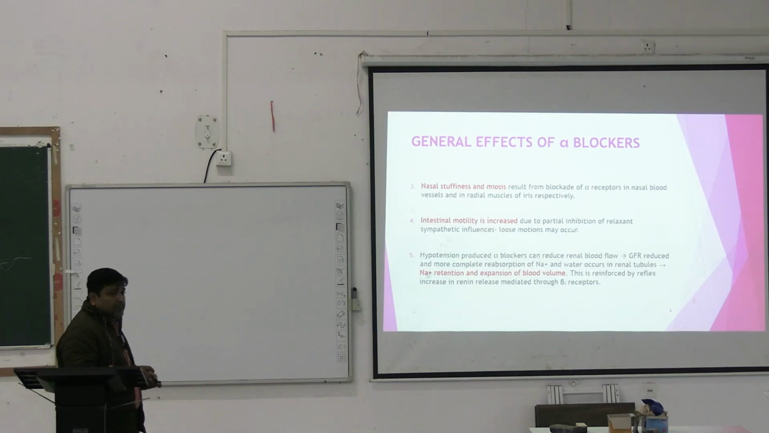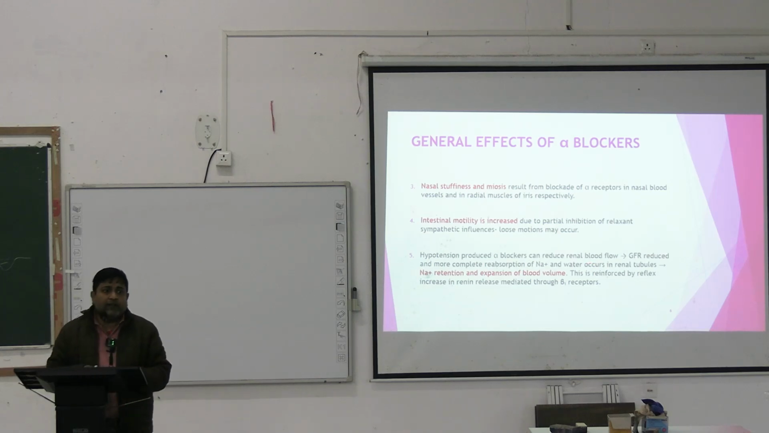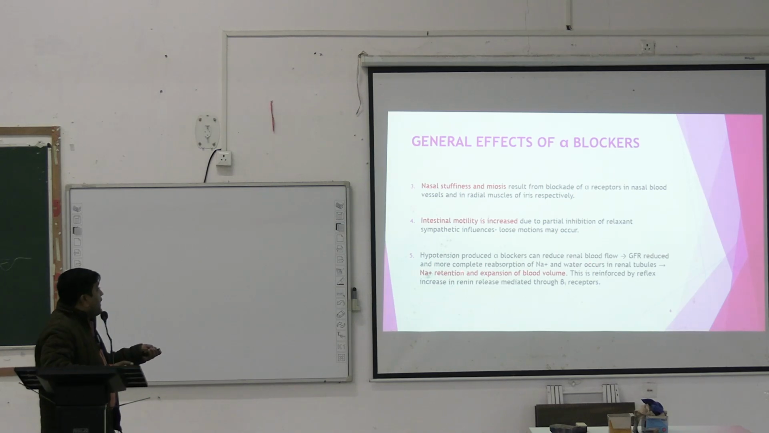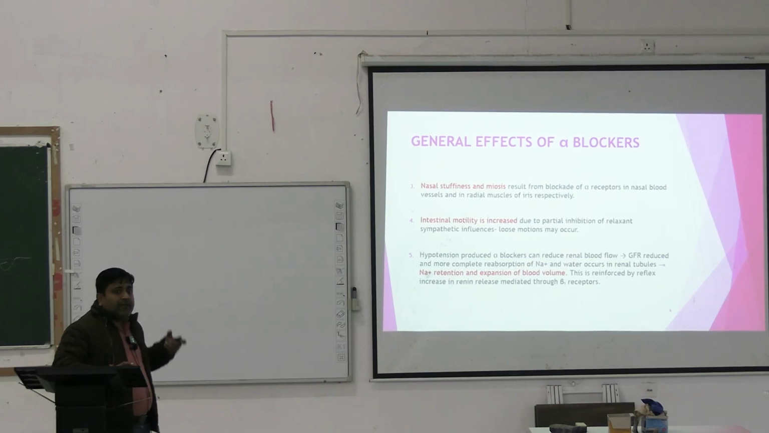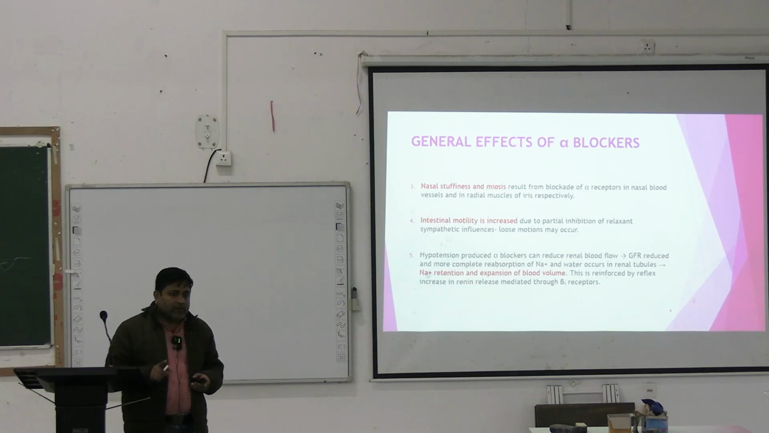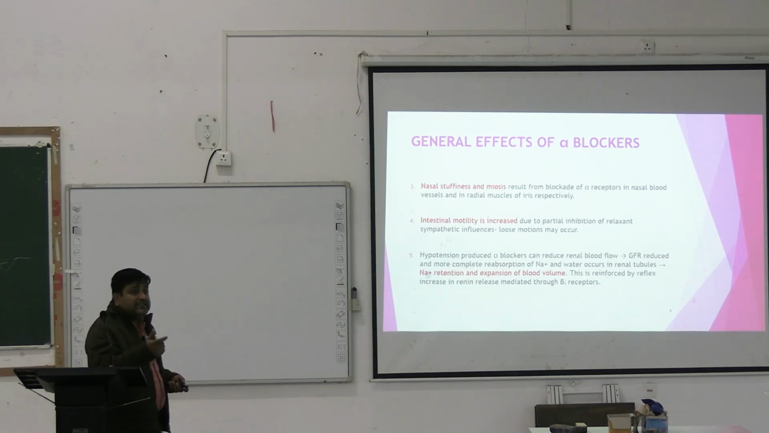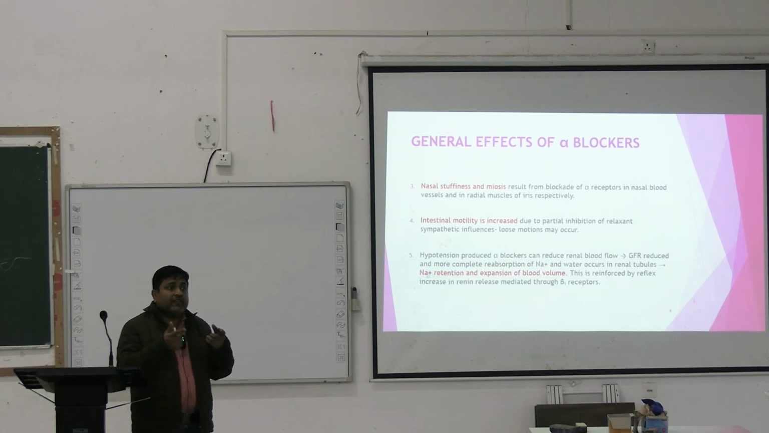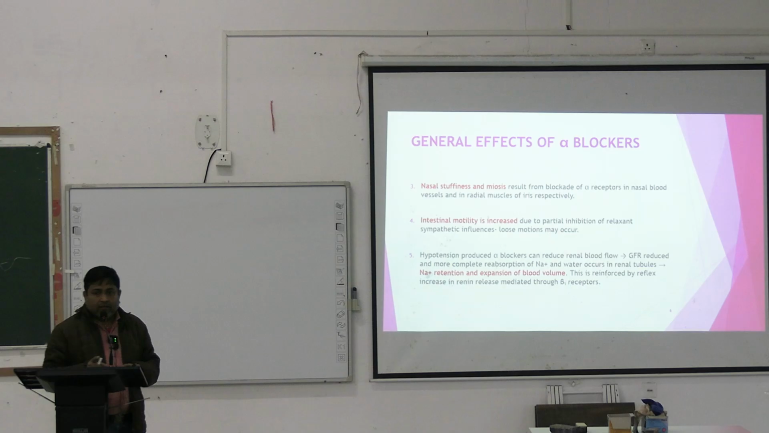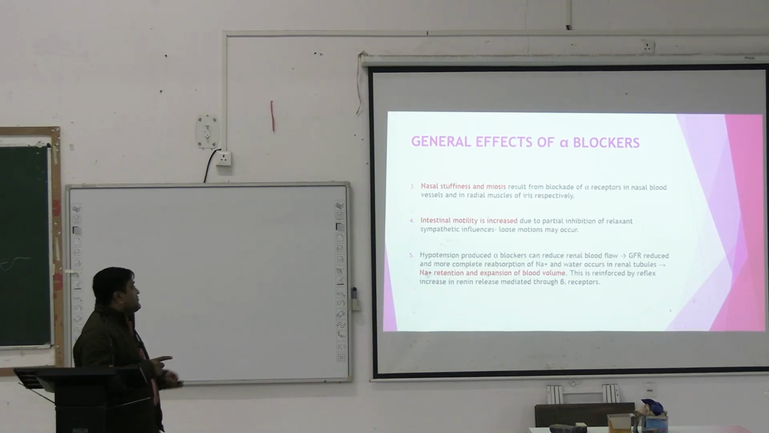Because of hypotension produced by the alpha blockers, there is decrease in the renal blood flow. Decrease in renal blood flow will decrease the GFR, and hence there is more complete reabsorption of sodium and water from the tubules. That is one mechanism, and the other mechanism is compensatory increased release of renin from the juxtaglomerular cells, beta 1 action. So there is sodium retention and expansion of blood volume.